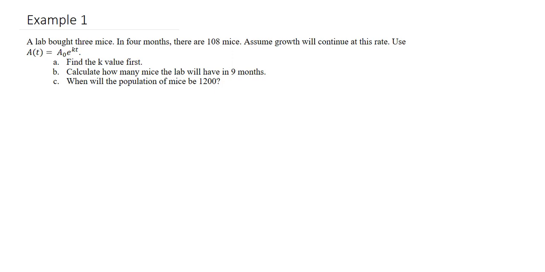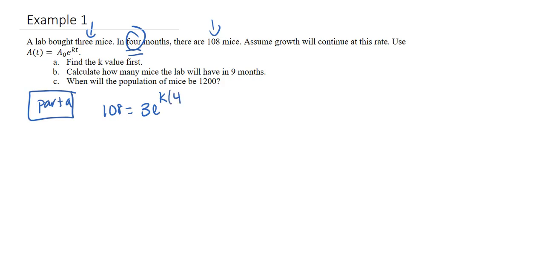So we have our starting amount of 3 mice, and then after 4 months, we got 108 mice. That's actually a lot of information there. So let's go ahead and write that out. This is for part A. So we have 108 mice after 4 months. We have 3 mice. Then we're going to keep our e, and then we have k, which is what we're trying to find, and then our time, which is going to be 4. So we plugged in all our numbers, and now we need to find k.